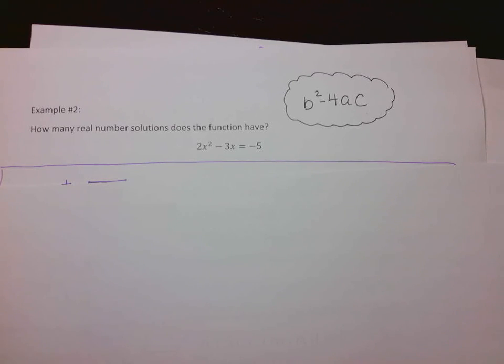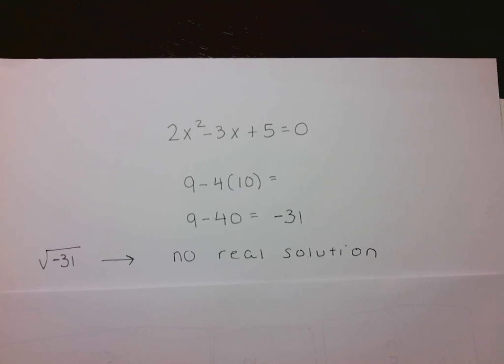So now what I want you to do is go back up here to this example and determine how many real number solutions this function has. And the answer is no real solution. Because the discriminant is negative, this equation has no real solution.